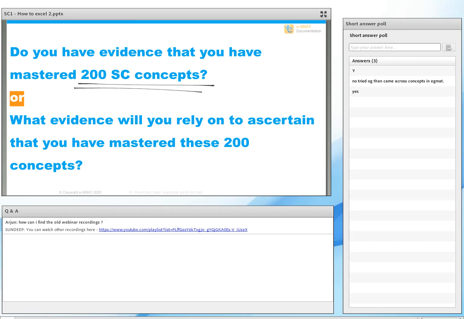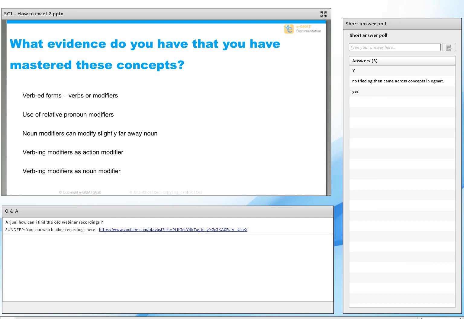And what you need to do to make sure that you've mastered these 200 sentence structures is you need evidence. You need feedback to tell you that you've done this well and you've not done this well. Okay. And some people really say, what are these sentence structures? They start with the very basics, where you look at verb ed forms, and you really say, hey, in what scenarios are they used as verbs? In what scenarios are there modifiers? Am I proficient at identifying them?